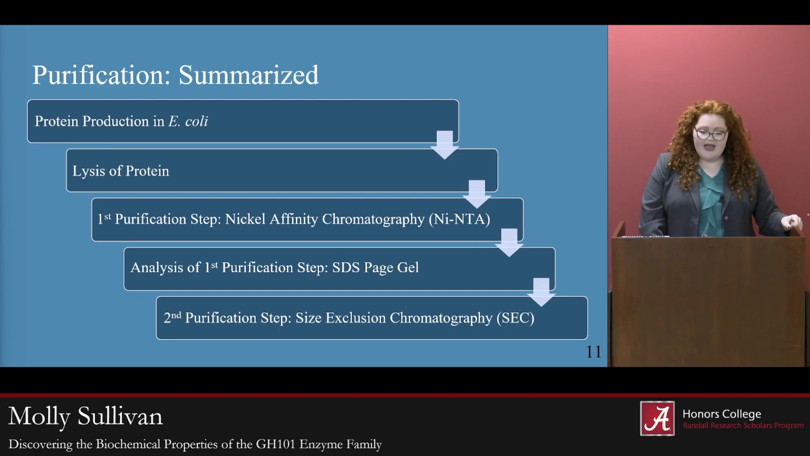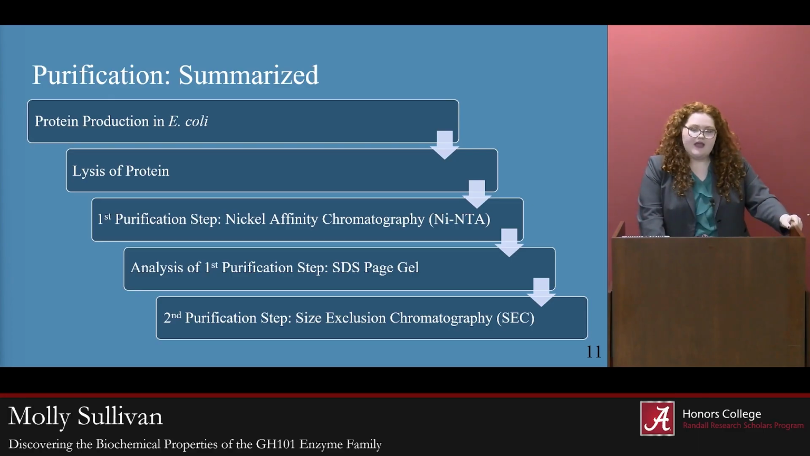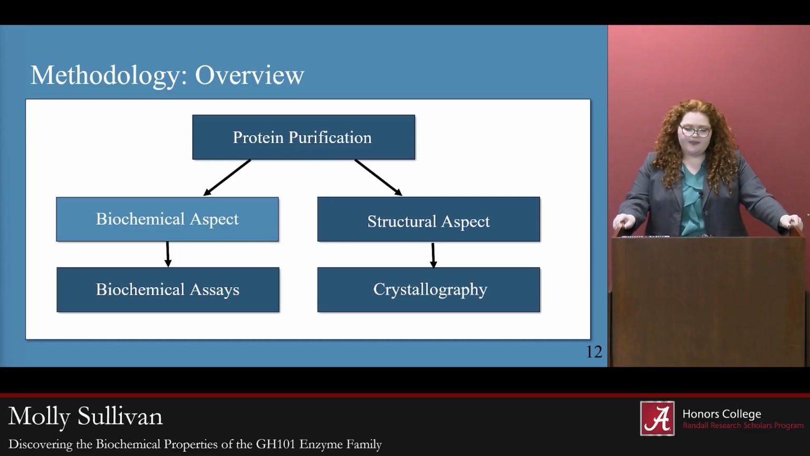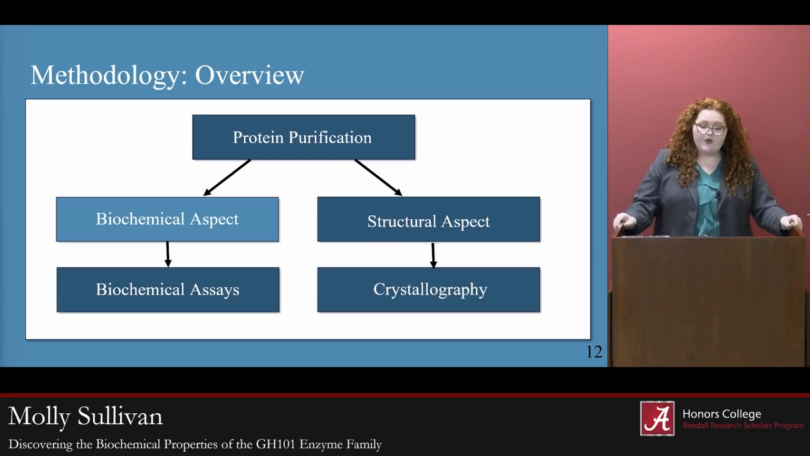And then once we have that pure protein, what can we do with it? That is first the biochemical aspect studies. So we're identifying these proteins and determining their actual biological activity. We've collected all these proteins, they're soluble, we've been able to isolate them, and now we want to find out what they can do. Are they active in the way that we are looking for?